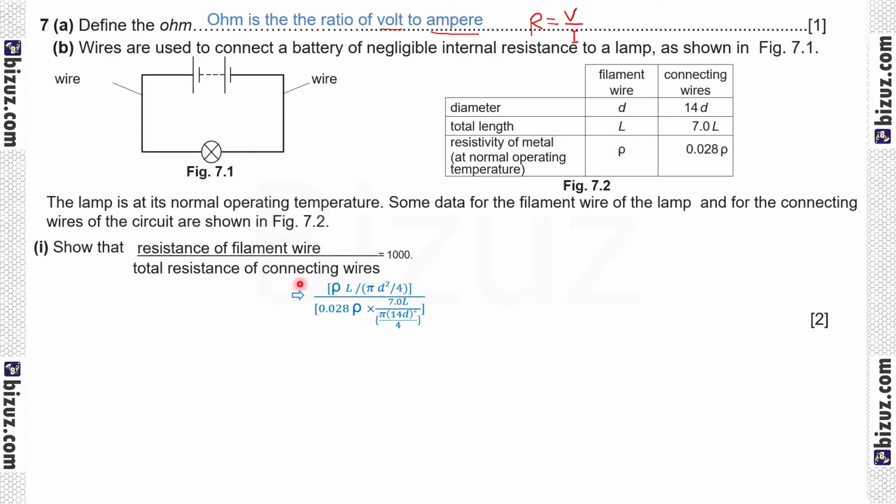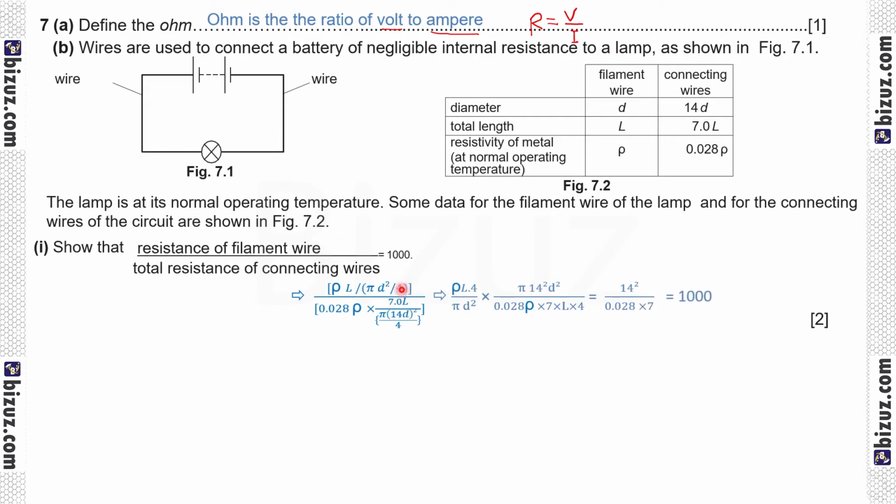Similarly, resistance of connecting wire: the material of the connecting wire has resistivity 0.028 rho. Here rho means resistivity. So resistivity of the connecting wire is 0.028 rho multiplied by length 7.0 L, and area of cross section is pi d square by 4, where the diameter of the connecting wire is 14D. That's why (14D) whole square divided by 4.